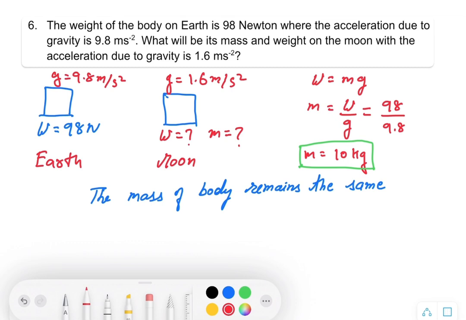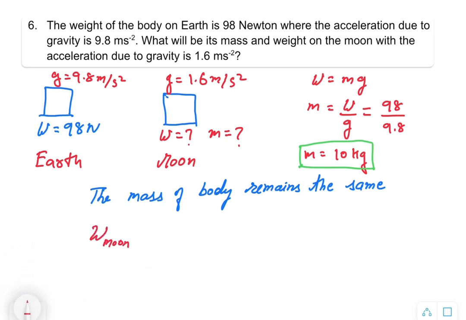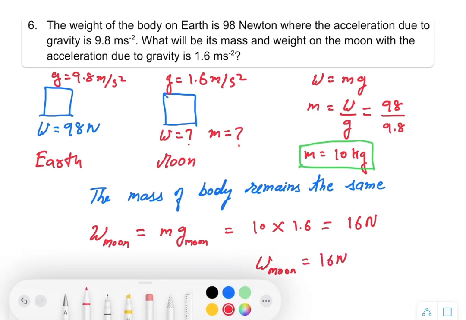Now weight on moon is equal to mg, but we will take g as 1.6 meters per second square. So mass is 10 kgs multiplied by 1.6 meters per second square. So that will give me 10 multiplied by 1.6 will be 16 newtons. So weight on moon is 16 newtons.